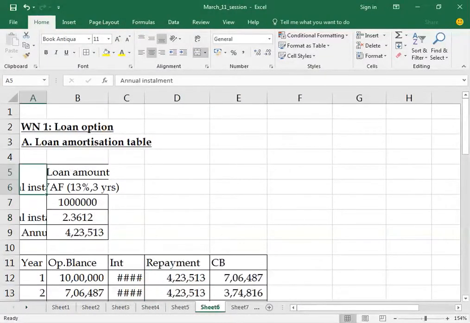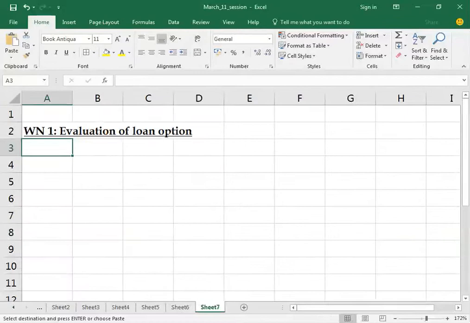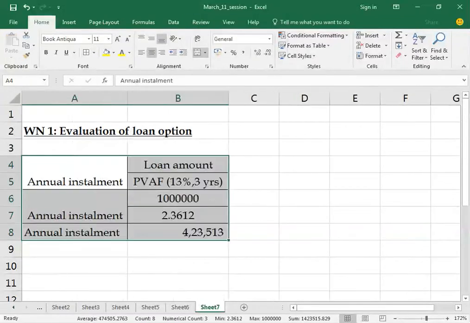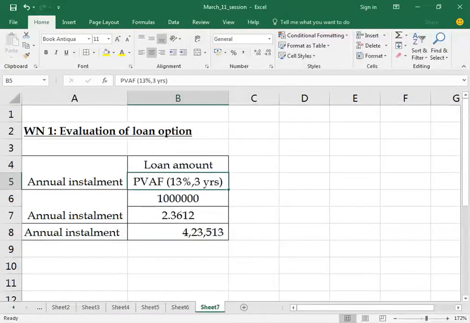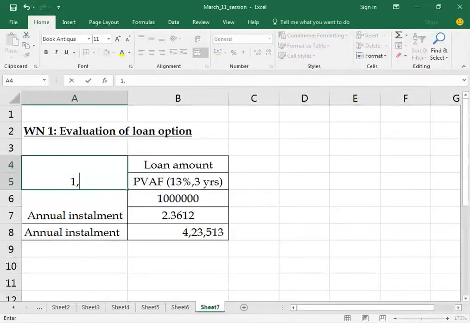See, this is what I did in the last question. Annual installment is equal to loan amount by PVAF 13%, 3 years. In this case, the annual installment is 1,78,858. I don't know the loan amount. I'm going to try to calculate that. The PVAF, what is the interest rate? 14%. How many years? 5 years.